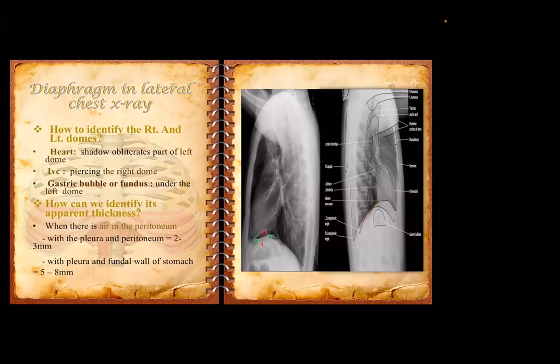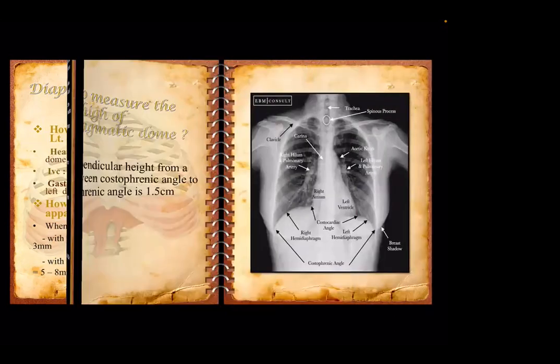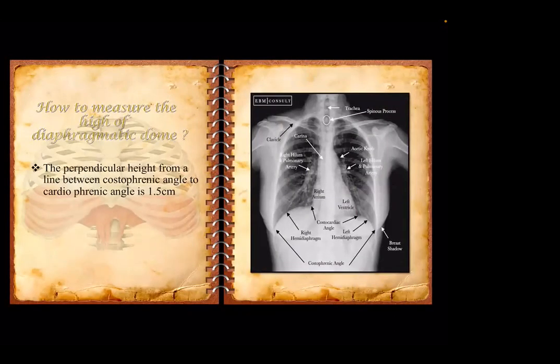How to identify? Can we identify its apparent thickness? When there is air in the peritoneum or air under the diaphragm, with the pleura and the peritoneum between, it is 2 to 3 millimeters; with the pleura and the fundal wall of the stomach, it is 5 to 8 millimeters. How to measure the height of the diaphragmatic dome?